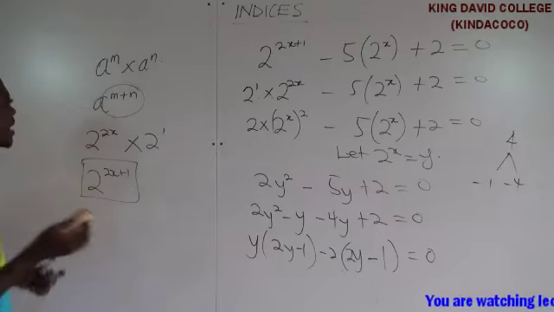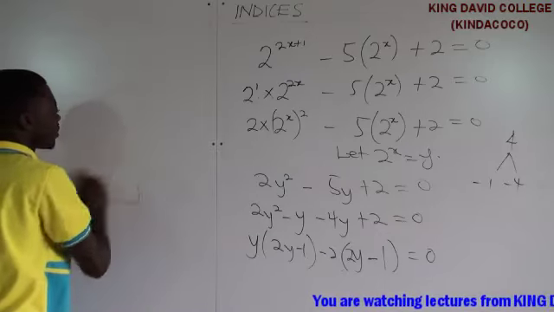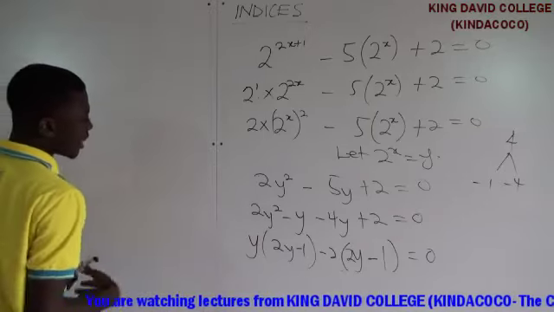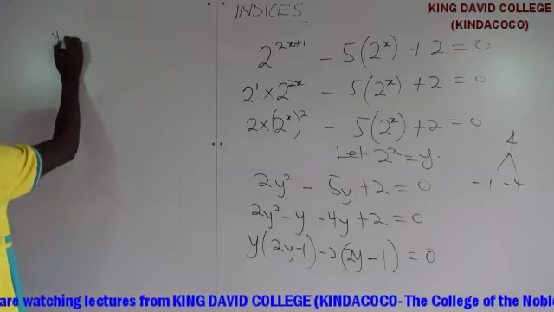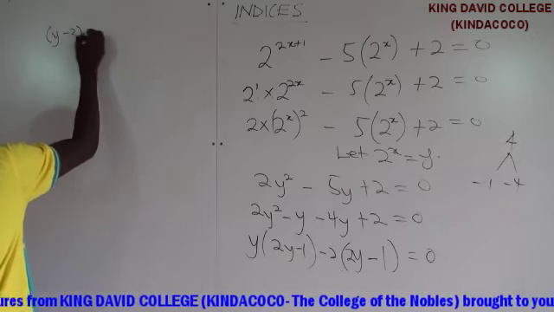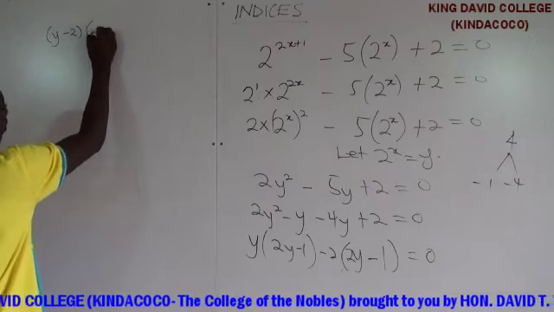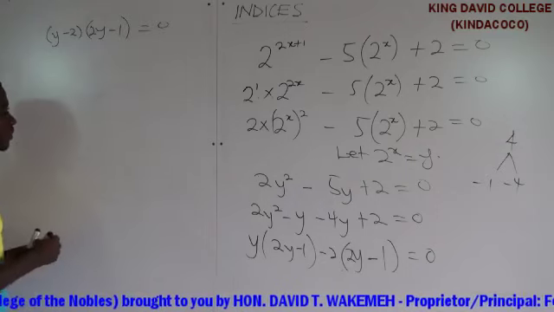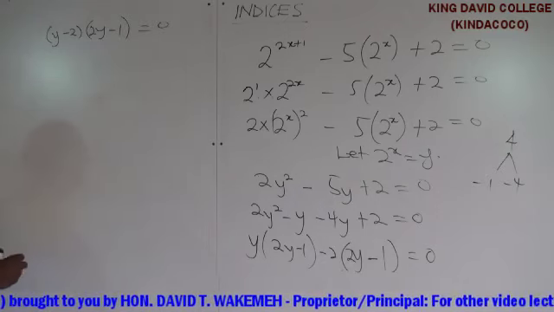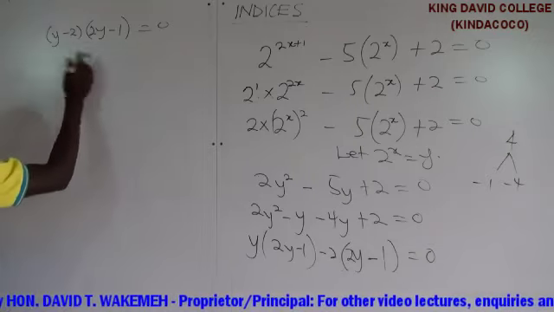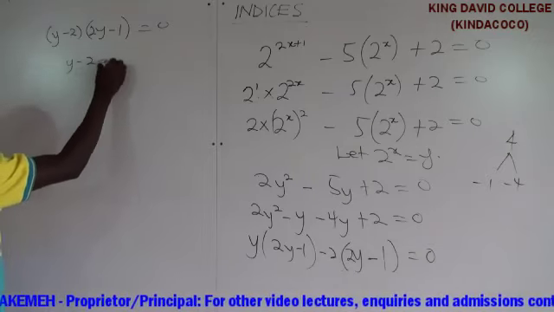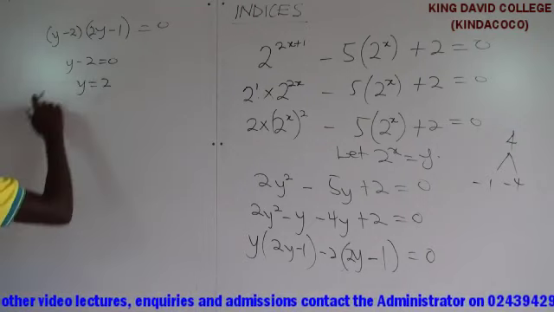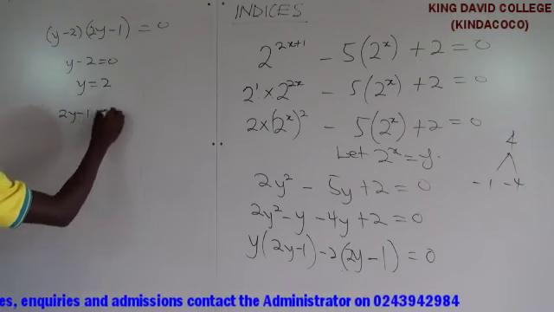Good. So from this level, we are going to group like terms. So we have y minus 2 and then 2y minus 1. All this is equal to 0. So what happens? We can do y minus 2 is equal to 0, so y is equal to 2, the first equation. And then here is going to be 2y minus 1 is equal to 0.